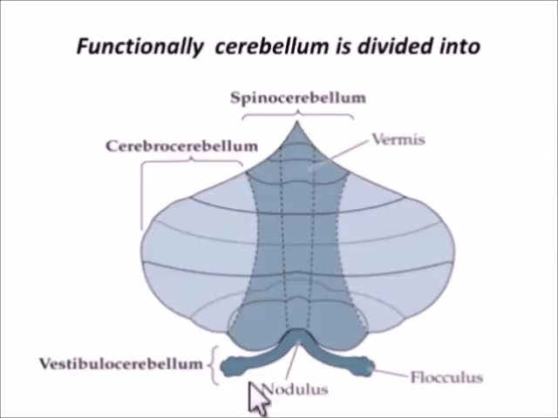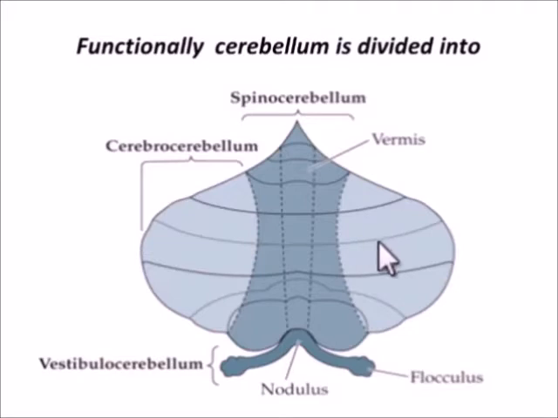Now coming to another functional division of the cerebellum, we have here the spinocerebellum, and this spinocerebellum consists of the vermis, which is in the midline, and lateral to the vermis, this part is the paravermis, and lateral to the paravermis is the cerebellar hemisphere, which is called the cerebrocerebellum.